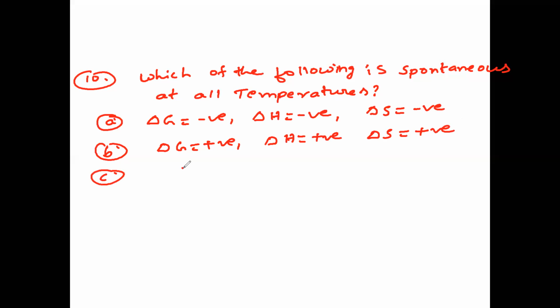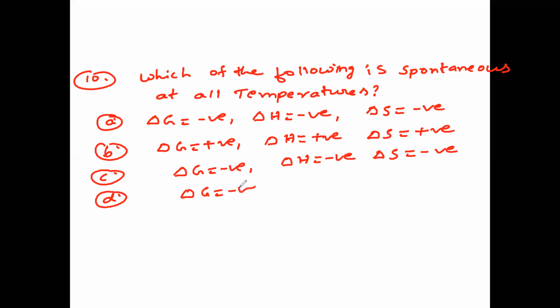Option C, delta G negative, delta H negative, and delta S is also negative. Option D, delta G is negative, delta H positive, and delta S negative. All three positive will keep. So in which of the following is it spontaneous at all temperatures? So delta G is negative. Definitely it is a criterion for spontaneous reactions. Delta H negative, delta S negative. So this is based on the table which I have given, if you remember.